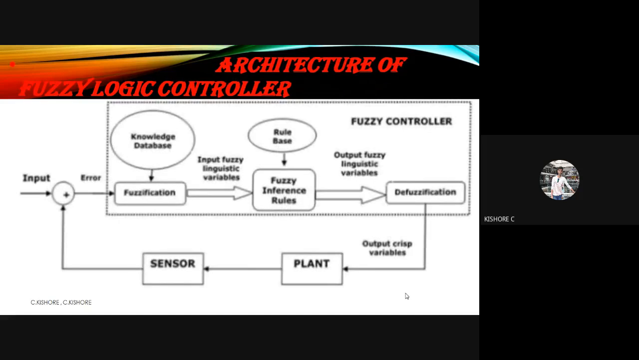Architecture of a fuzzy logic controller. This is a simple representation. If you give an input, the first process is fuzzification, with the knowledge database, the linguistic variables and fuzzy inference rules, which play a major part in any device we are using. In fuzzy logic, fuzzy inference takes a major role. In fuzzy inference, the input is rule based and the output is fuzzy linguistic variables. And finally, the defuzzification process happens, so the output is a crisp variable and is sent to the plant and to the sensor, and it goes on.